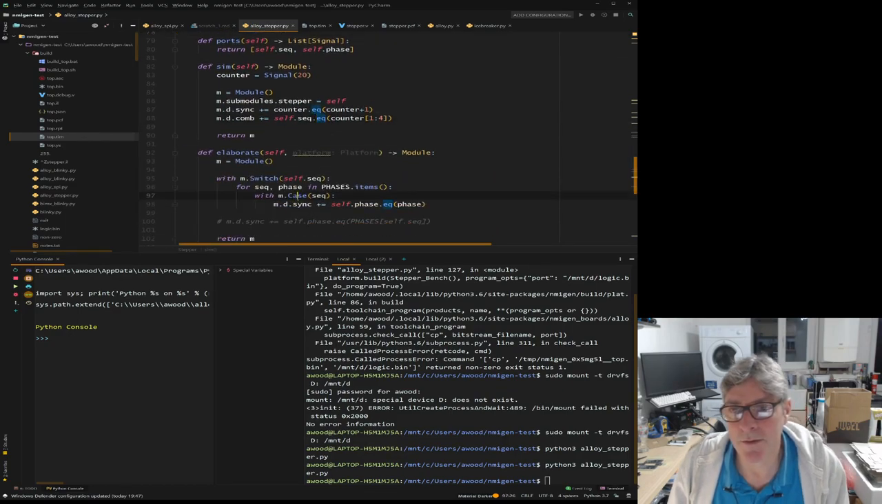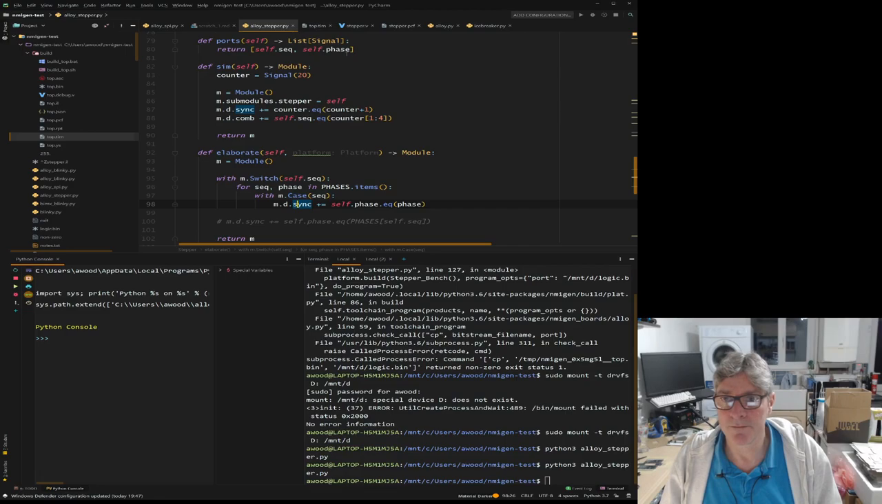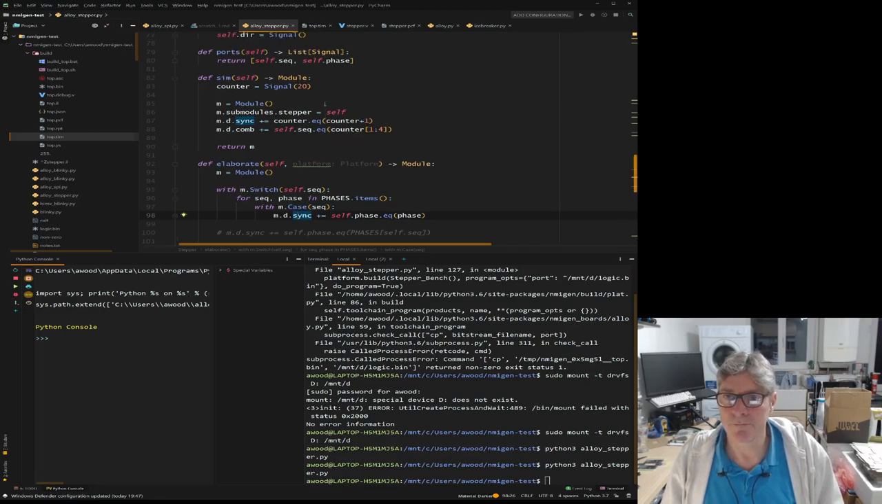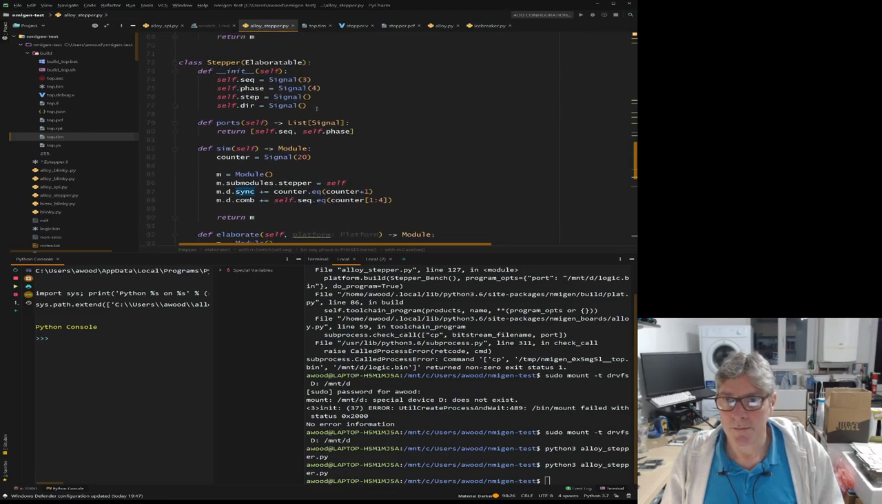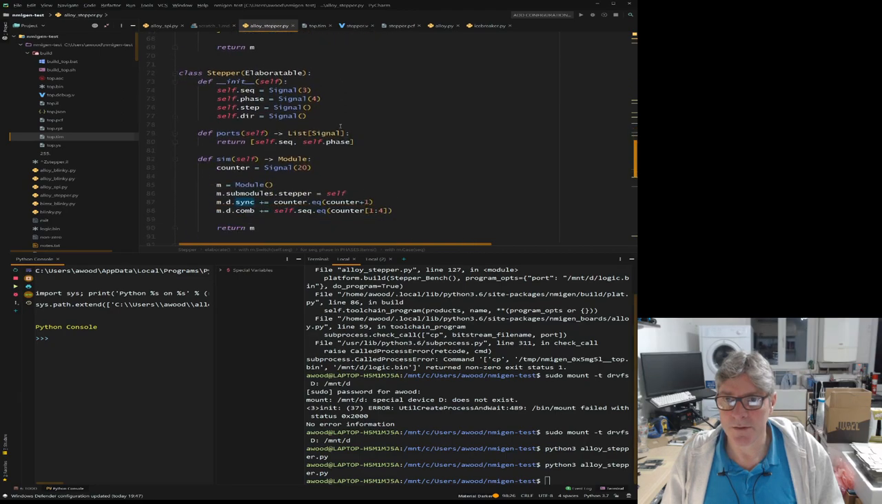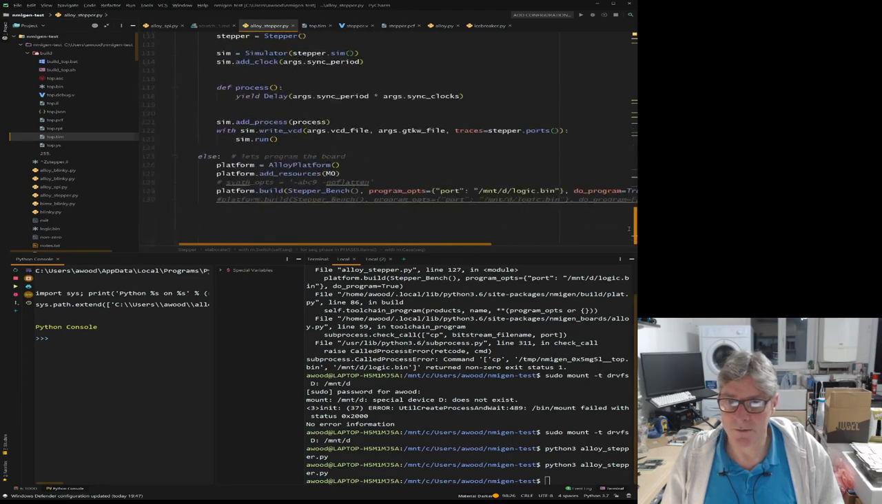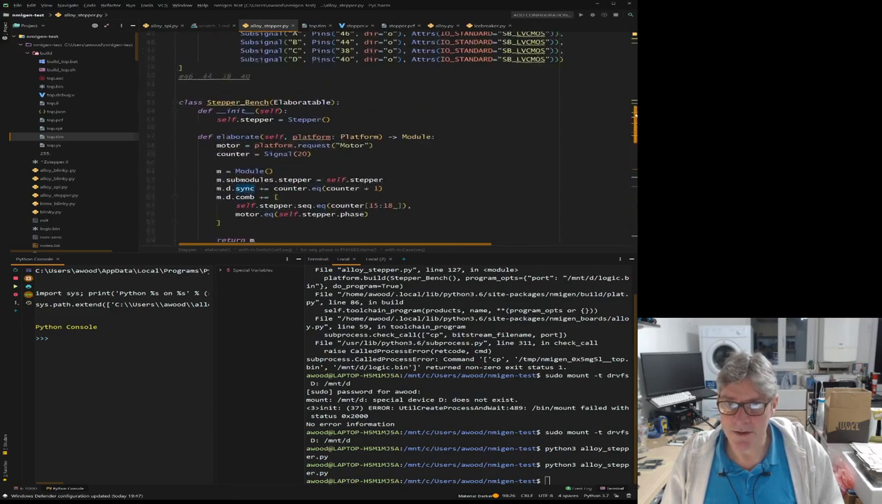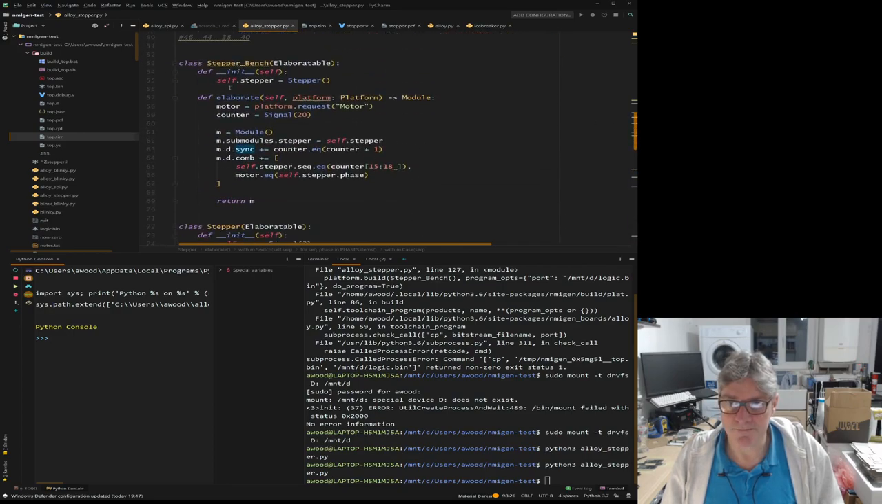So at the moment, what we're doing is we're exercising by, which one are we using? We're using the bench. Did we call it bench? What do we call it? Stepper bench, yeah. So we're using stepper bench to exercise.